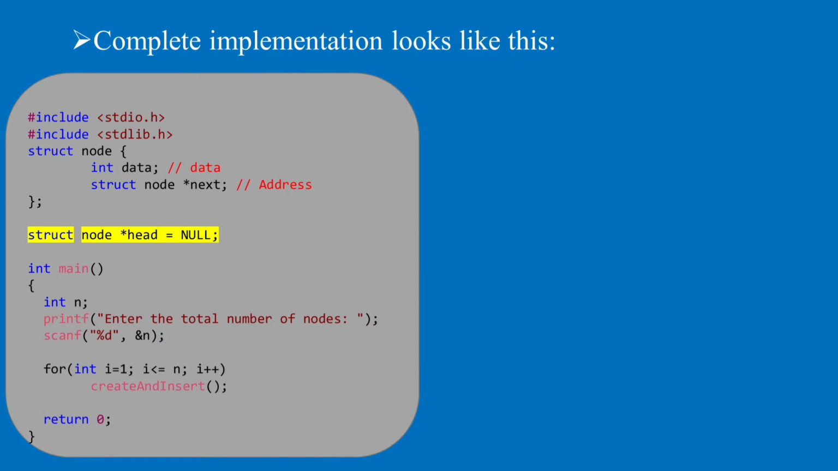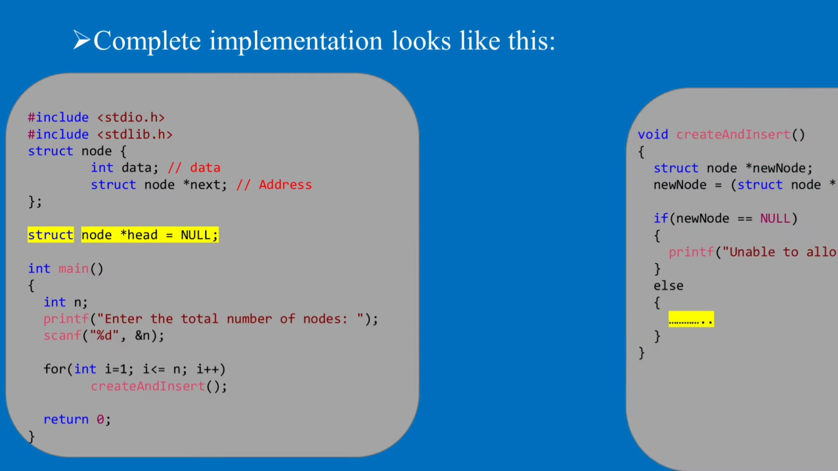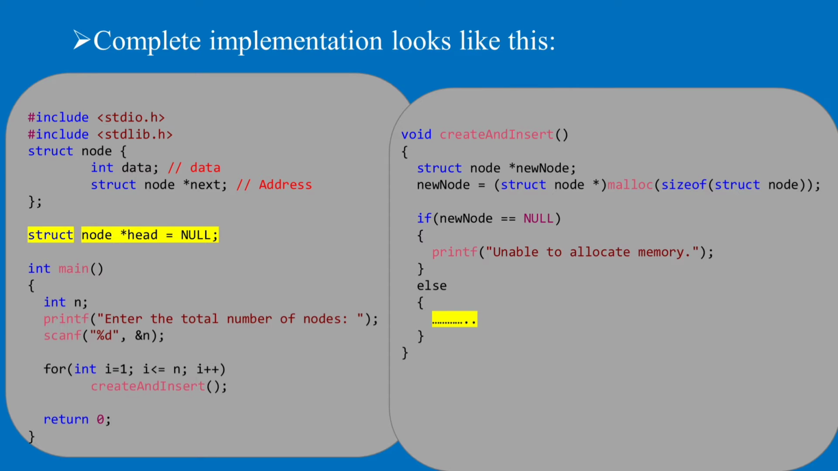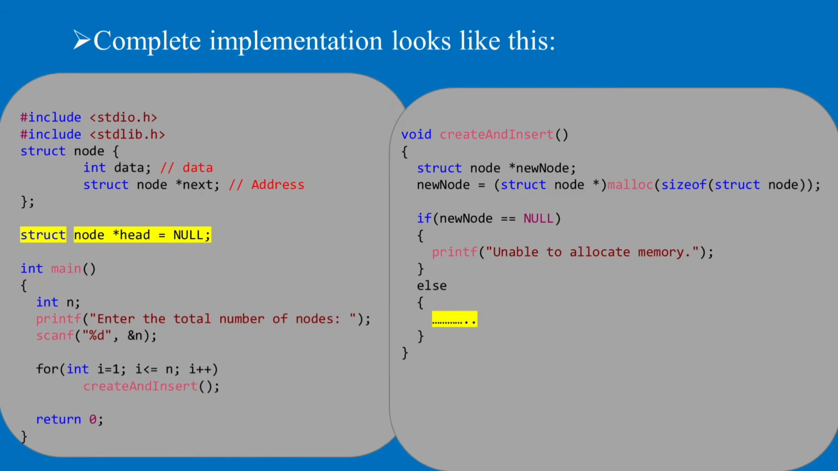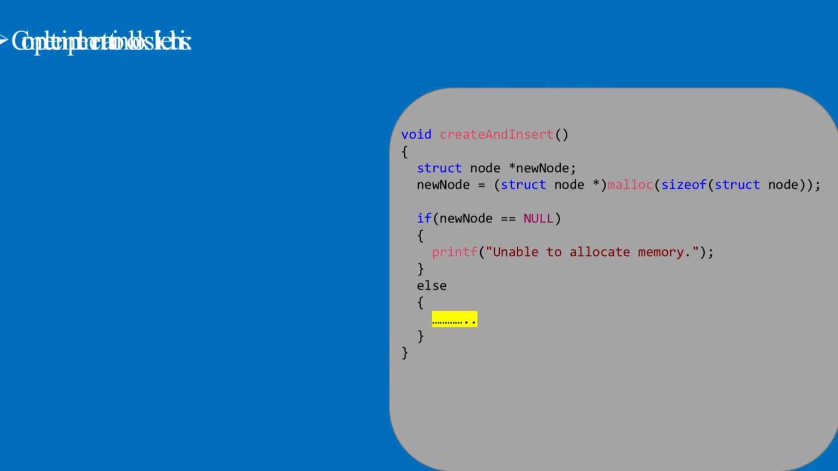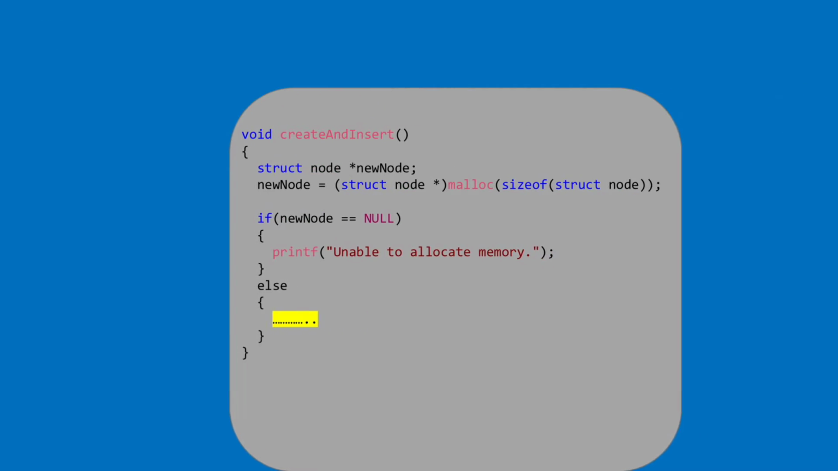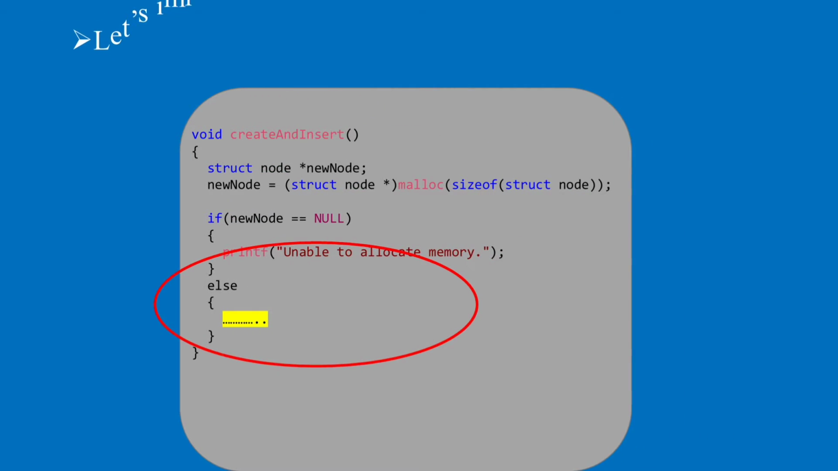head is the global pointer, which will point to the first node in the linked list, and initially it points to null. The create and insert function now looks like this. We are creating a new node and checking whether memory was allocated properly or not. Once memory is allocated successfully, we can go for the else part. Let's implement the else part.